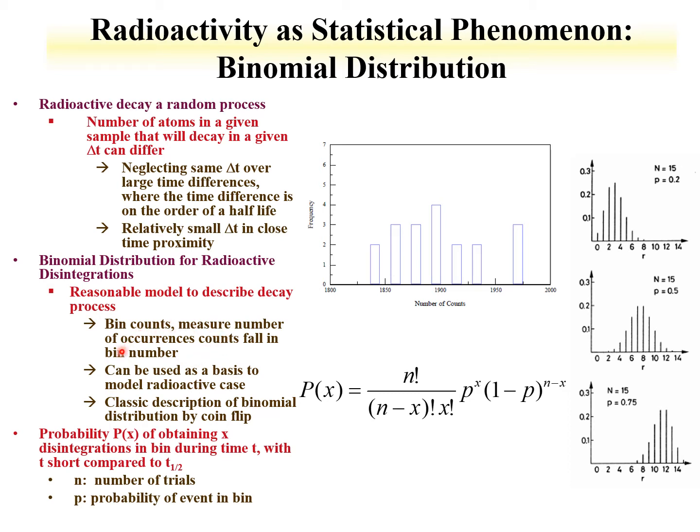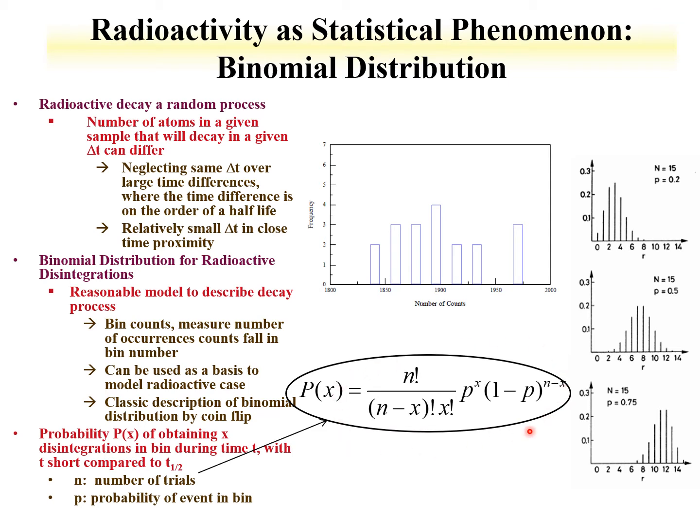We can bin count, measuring the number of occurrences that fall in a bin. This can be used as a basis of modeling our radioactive decay. The classic binomial distribution is a coin flip, right? So this is an example of binning numbers, having them fall into certain bins. The probability of obtaining x disintegrations in a bin during a time that is short compared to the half-life is given by this equation, where we have the number of trials n, and p is the probability of an event in that bin.